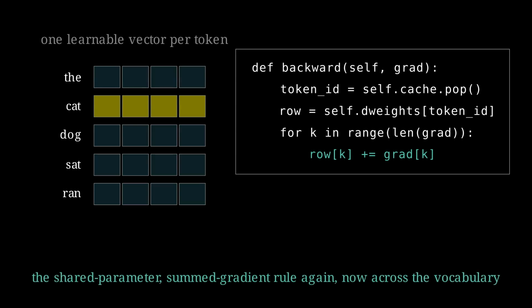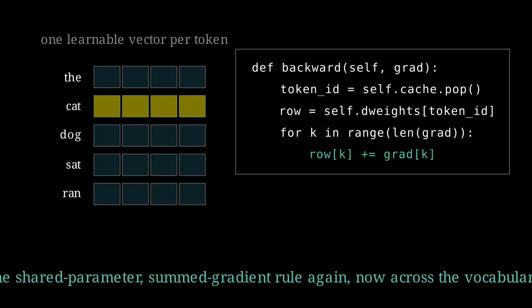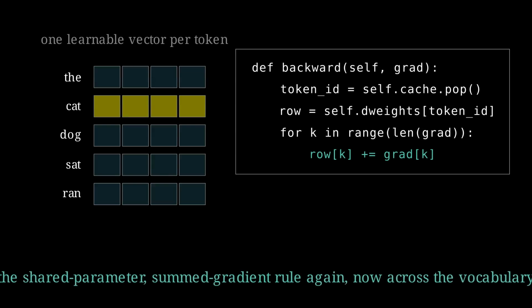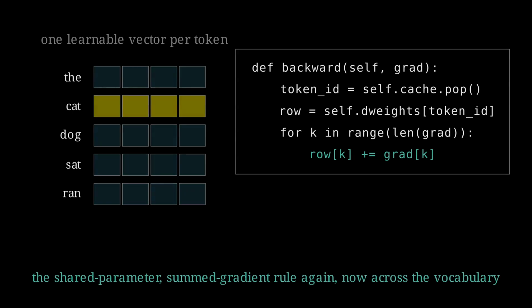And that should feel familiar, because it is the same rule that has run through this entire series. A shared parameter collects a summed gradient. In the convolution episode, one kernel was shared across space, and its gradient was the sum over every position. In recurrence, one cell was shared across time. Here the embedding table is shared across the whole vocabulary, and each token's row gathers the sum of the gradient from every time that token was seen. Same idea, one more place.